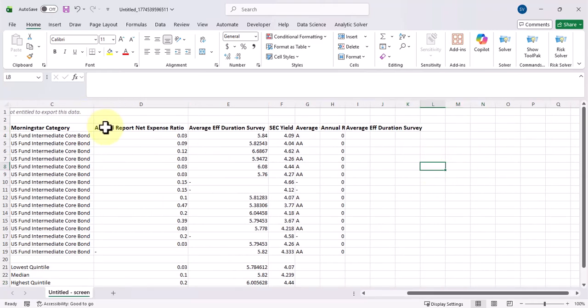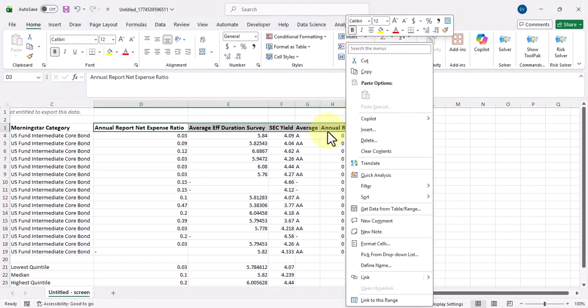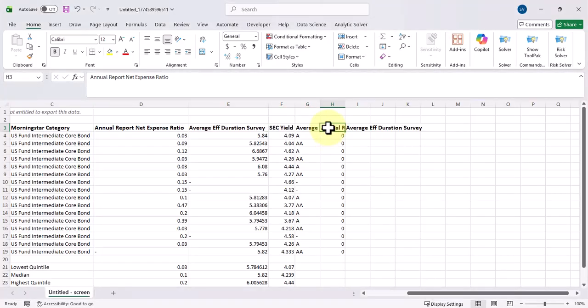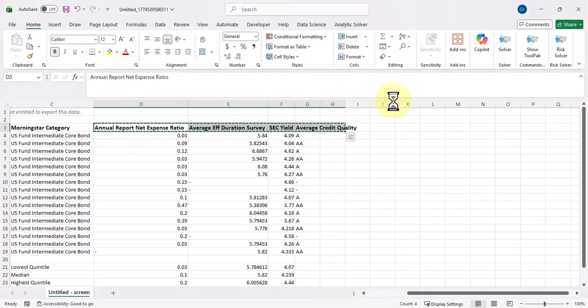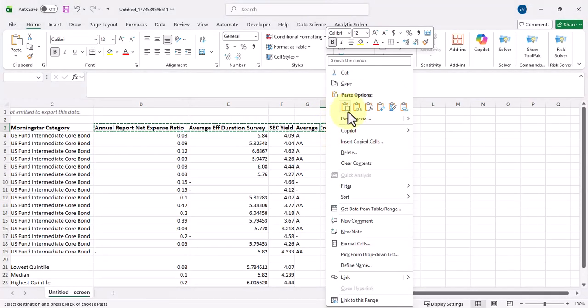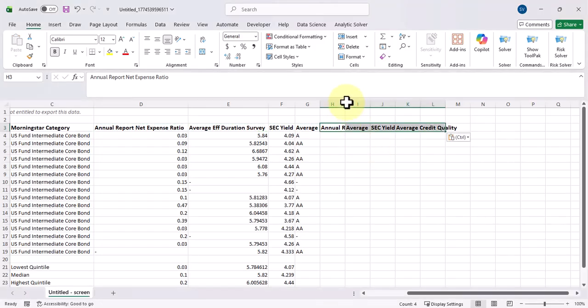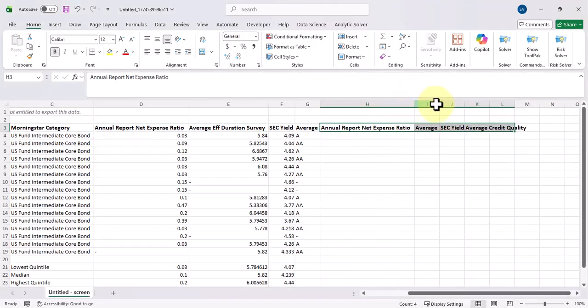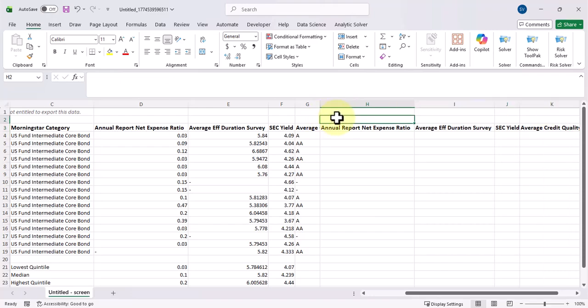So now I'm going to take my variables, my headings here. I'm going to copy them over. And I want to indicate whether I want them to be higher or lower, or 1 or 0. So my average net expense ratio, I want lower. My average effective duration survey, I want a value of 1, and I'll show you how to get there.